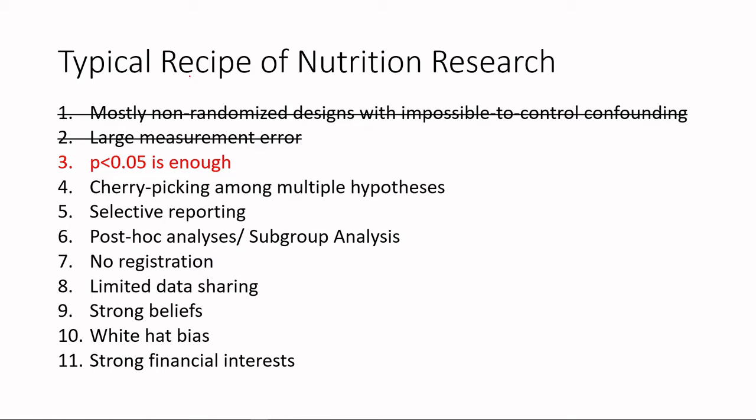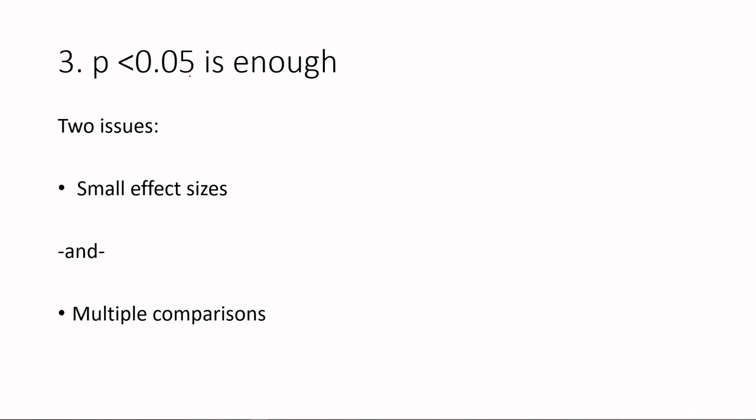Next, we'll discuss the third part of his recipe. A p-value less than 0.05 is enough to say that a discovery has been made. Many nutritional epidemiological papers convey that a p-value of less than 0.05 is enough to make meaningful conclusions. This can mean 2 things. Nutritional epidemiology publishes small effect sizes that have dubious clinical significance, and the field frequently suffers from multiple comparisons. First, on the next slide, we will look at 3 examples that deal with small effect sizes.